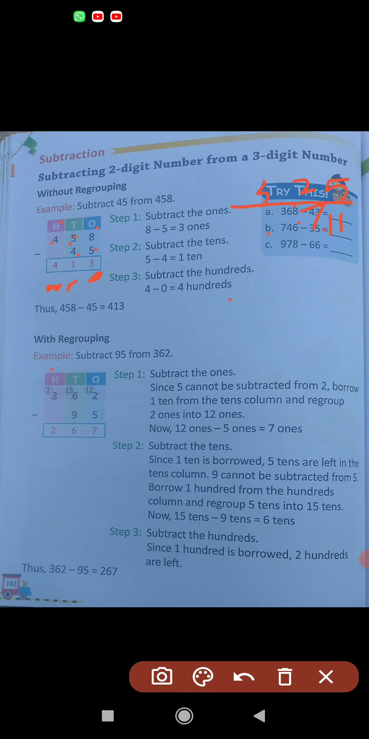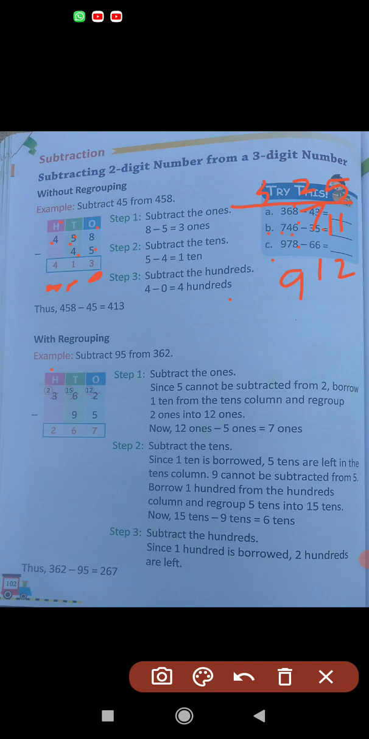Last question. Question number C, 978 minus 66. Subtract 1's place number. 8 minus 6 is equal to 2. Correct. Now in 10 place, 7 and 6. 7 minus 6 is equal to 1. And 9 as it is. 912. 978 minus 66 is equal to 912.